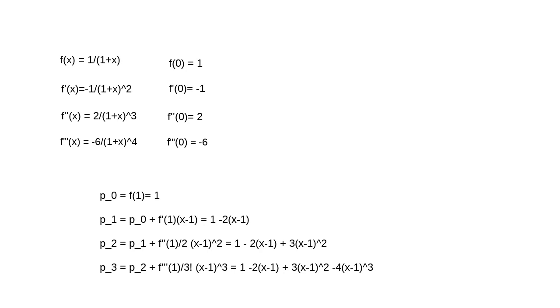Okay, now we just plug in, right? So P naught just equals f of 0, which is 1. P1 equals P naught plus f prime of 0. Well, centered at 0 now, so just x. No more x minus 8. F prime of 0 is -1, right? So we get 1 minus x.